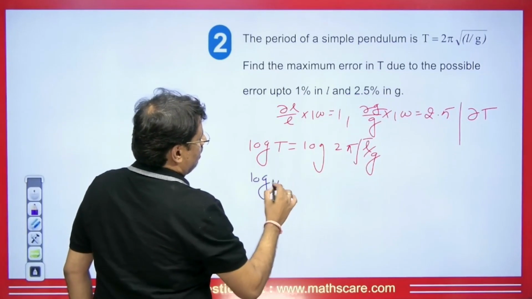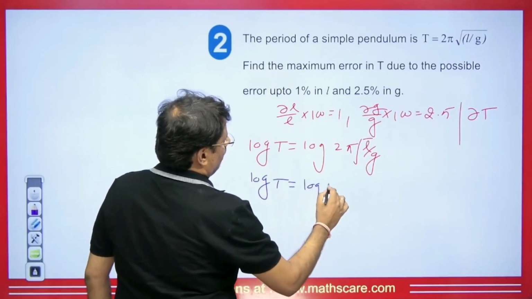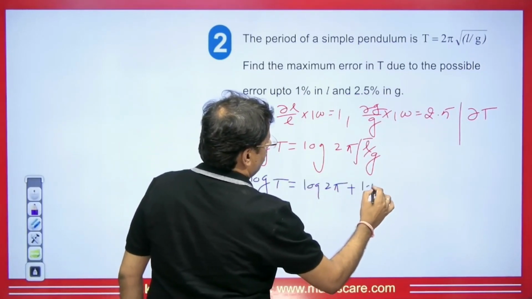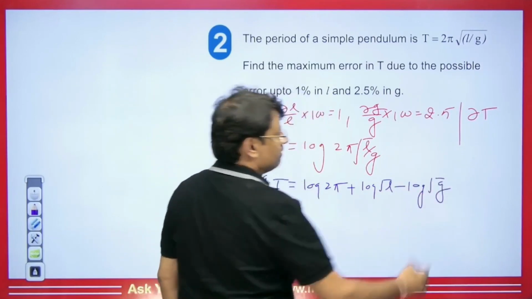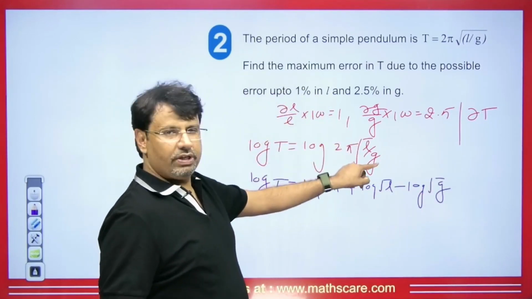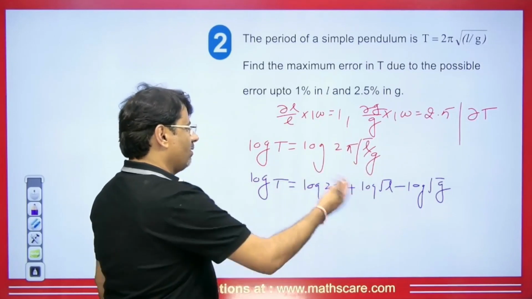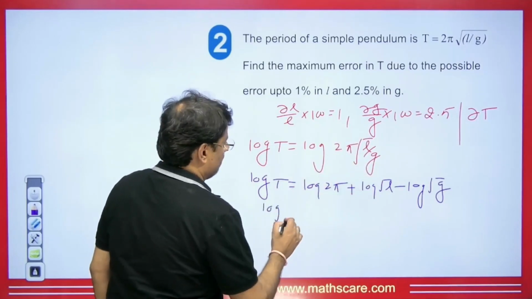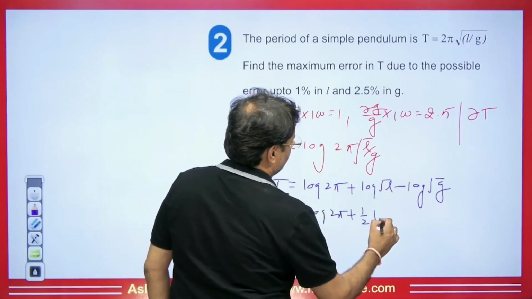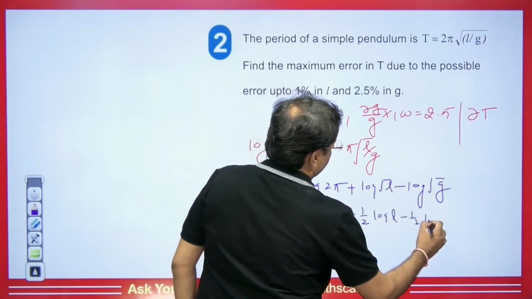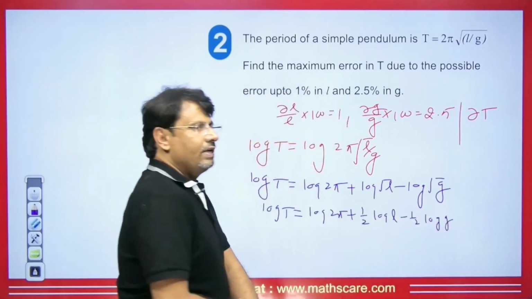So students, here you can see log T is equal to log 2π plus log √L minus log √G. Do you understand? So √L upon √G will get a minus. Now take this 1/2 outside here. So log T is equal to log 2π plus 1/2 log L minus 1/2 log G. Clear? Now we'll differentiate this.